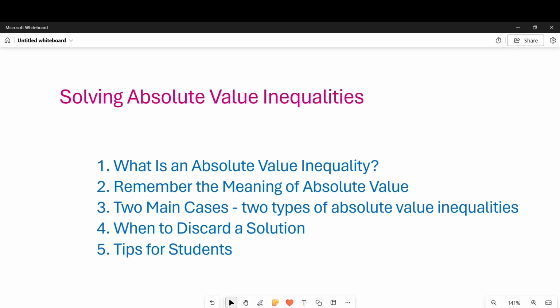Today we are going to discuss solving absolute value inequalities. The topics we cover today are: what is an absolute value inequality? Remember the meaning of absolute value. Two main cases, two types of absolute value inequalities. When to discard a solution, and tips for the students.